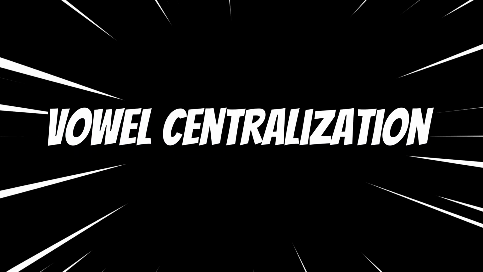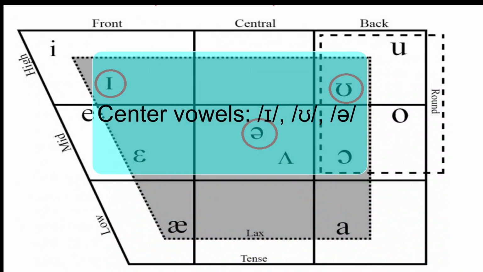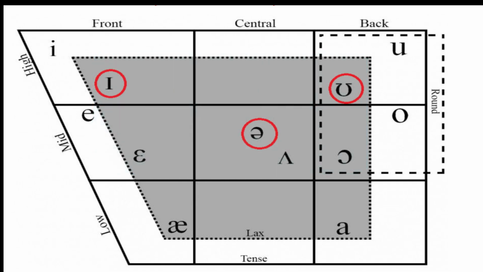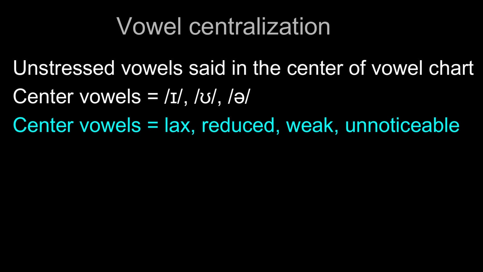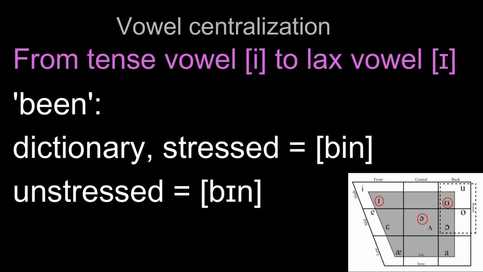Vowel centralization. Vowel centralization means that unstressed vowels are pronounced in the center area of the vowel chart: I, and the schwa. Vowels pronounced in the center area are lax, reduced, weak, and less noticeable. For example, bean in dictionary pronunciation is "bean." E is called a tense vowel, but when used in speech, it sounds like "bin."